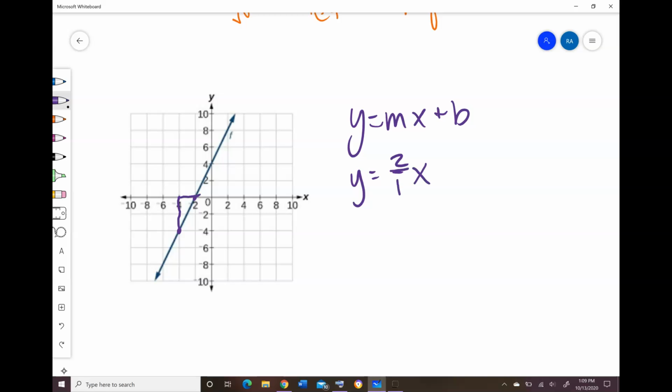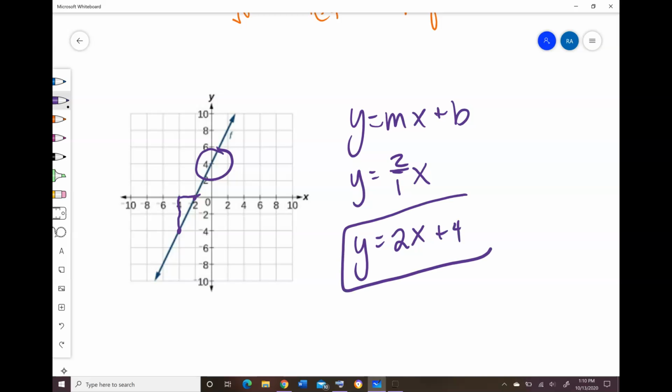Now, 2 over 1. What does 2 over 1 reduce down to? It reduces down to 2. So I'm just going to say 2x. Then your b is where this graph crosses the y-axis, which is at positive 4. So we'll say plus 4, and that's your answer. Okay, so let's do another one.